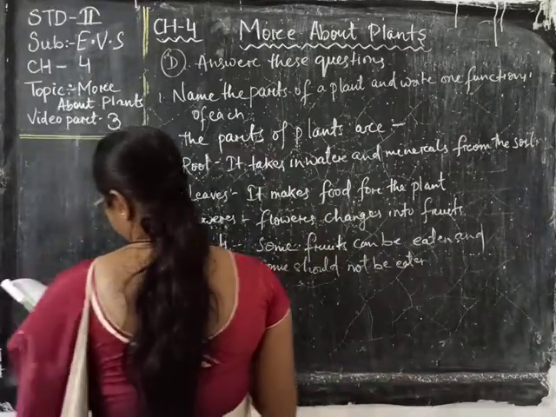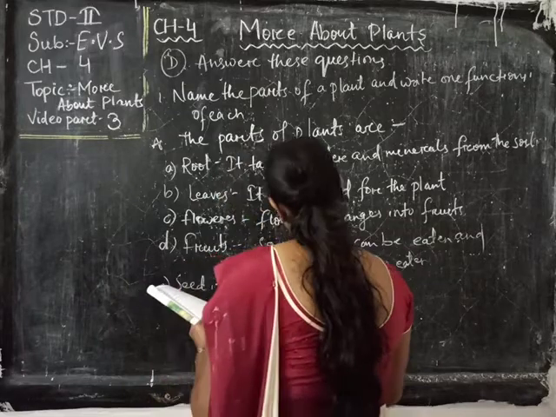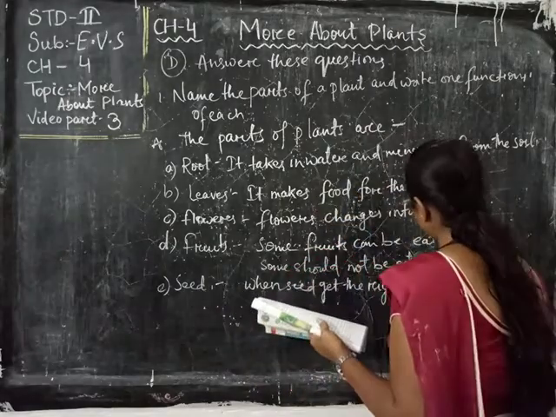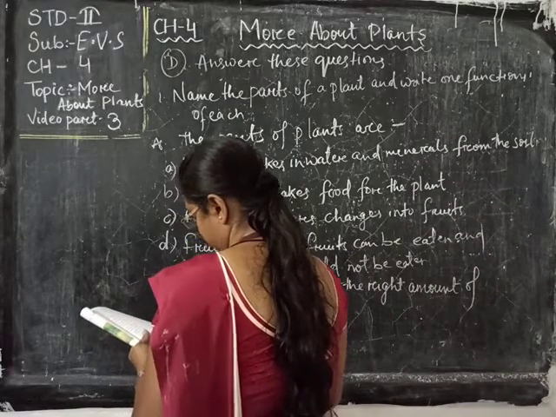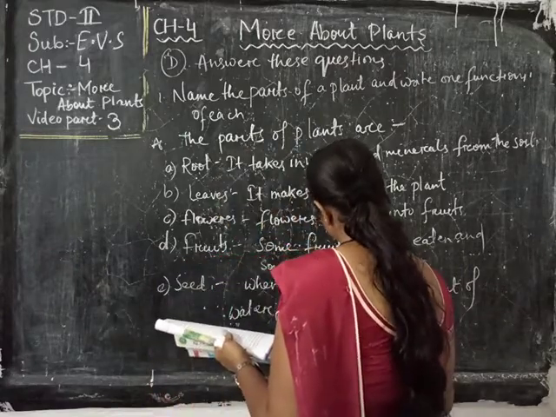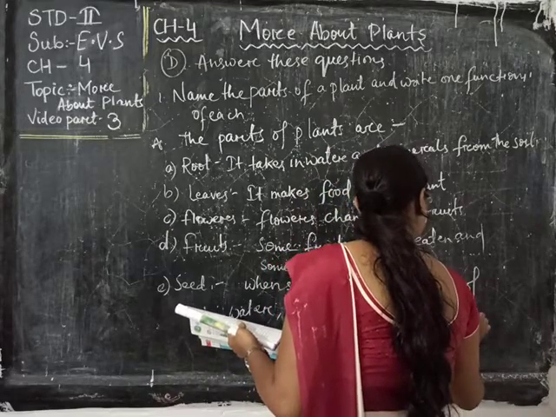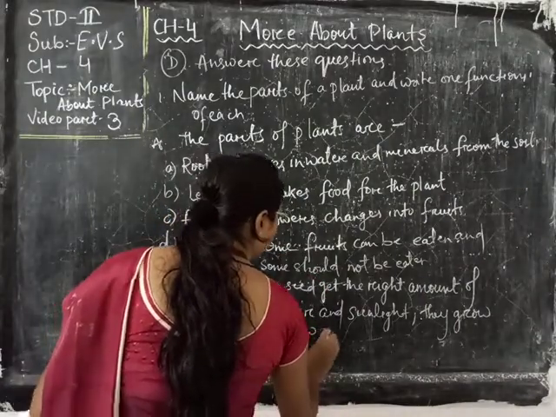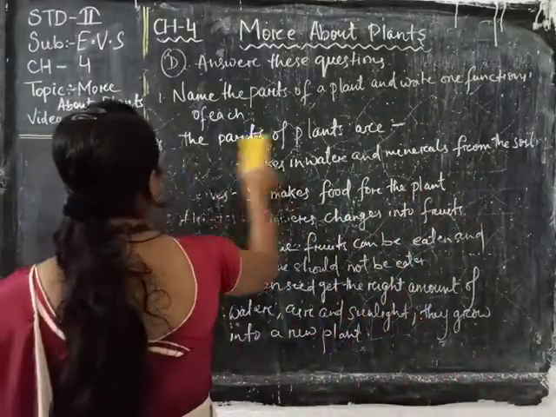Number E is your seed. When seeds get the right amount of water, air and sunlight, they grow into a new plant. These are the functions which you will write. Next we will move to our next question, number 2.